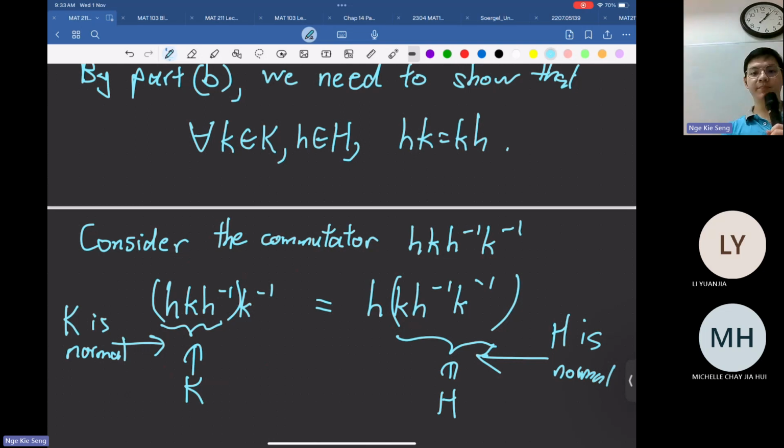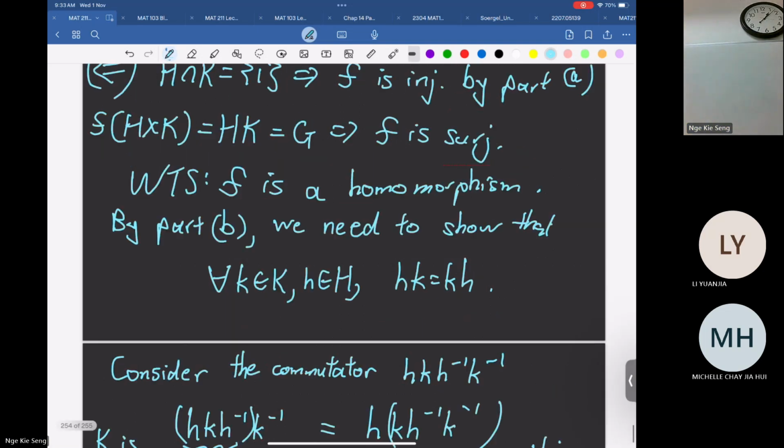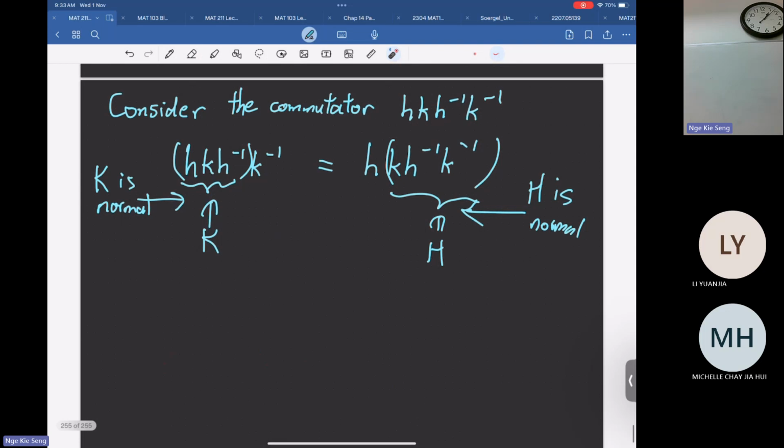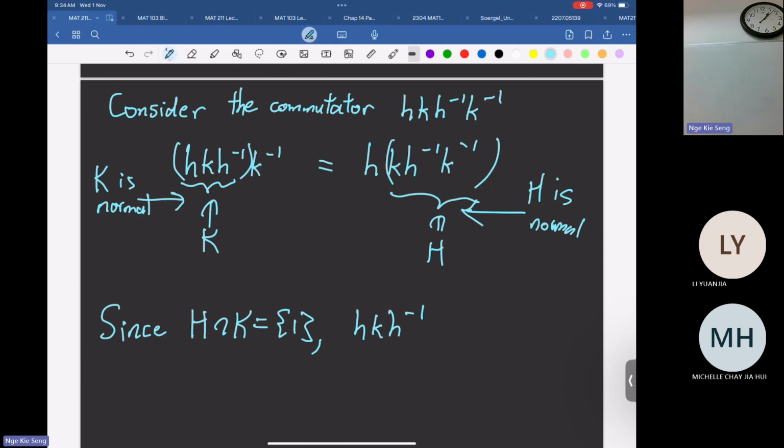But what do we assume? We assume that the intersection is 1. So this commutator has to equal 1, since the intersection only contains 1. Which implies HK equals KH, by multiplying KH on both sides. Okay or not?